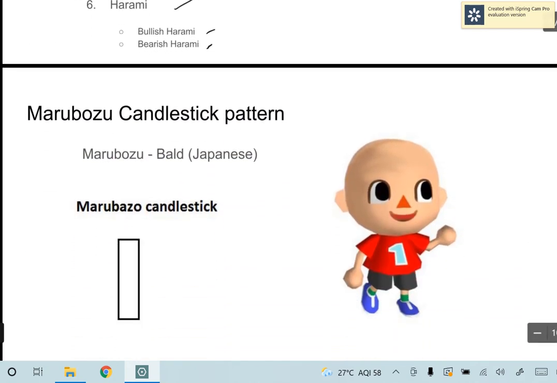Let's start with the Marubozu candlestick pattern. What is meant by Marubozu? In Japanese, Marubozu means bald. Bald means a head without hair. Look at this image, a head without hair. Like that, a Marubozu candlestick means a candle without upper and lower shadows. Look here, this is the Marubozu candle. It has only the real body. It does not have an upper shadow or a lower shadow.